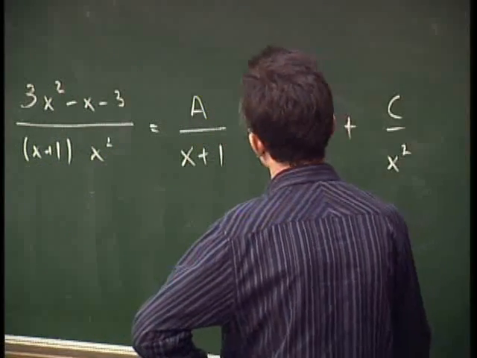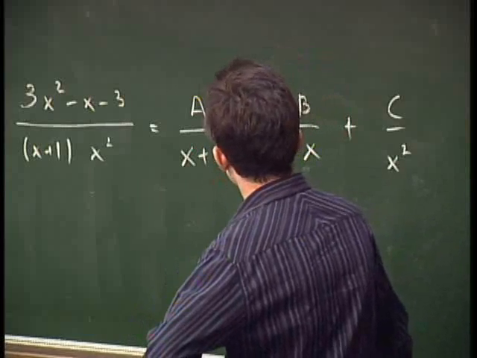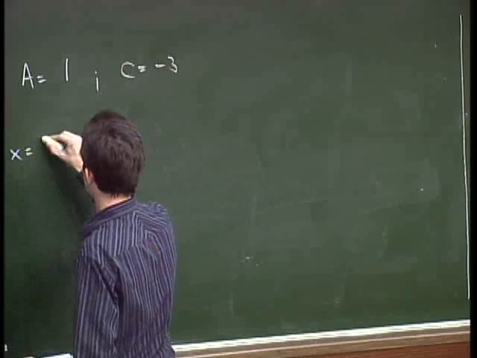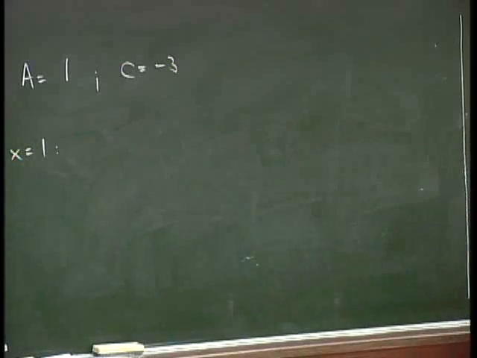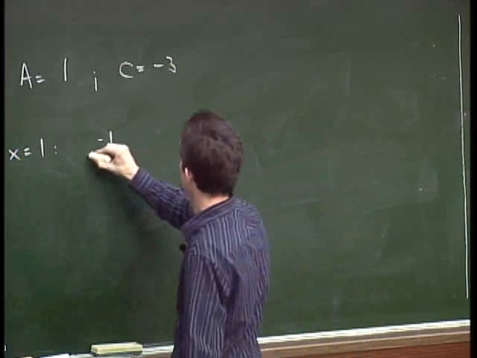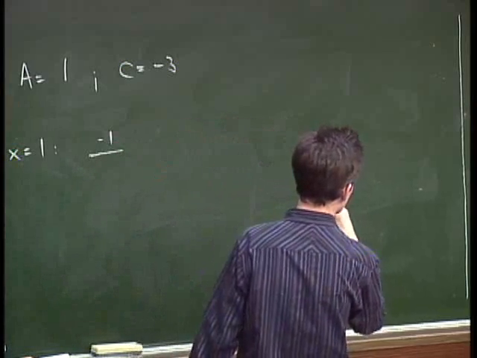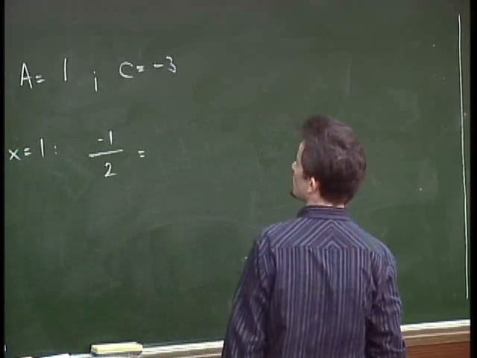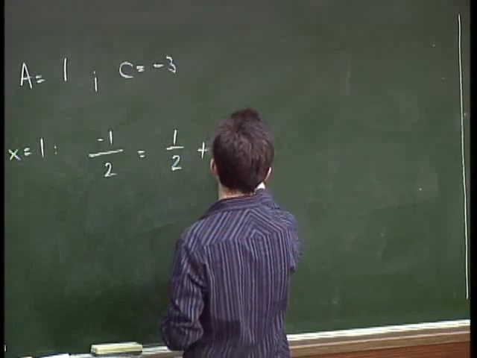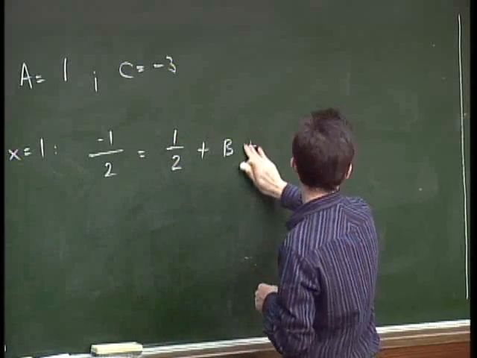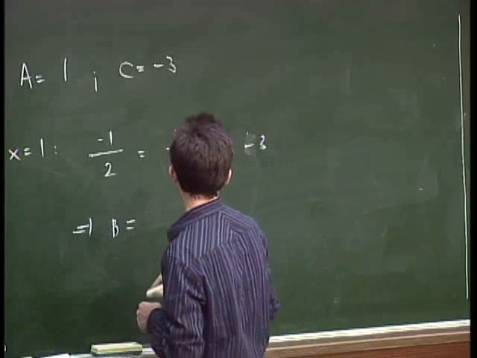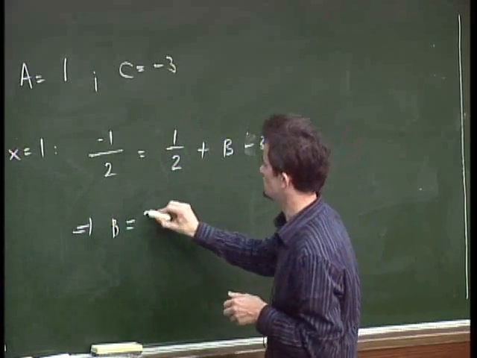In order to find the last one, we just choose any value of x. So for instance, x is equal to 1. For this one, we have here 2 minus 1 over 2 is equal to, now a we have already, so we have here 1/2 plus b, which we do not have yet, plus, and for c we have minus 3. Okay, so this will give you b is equal to minus 2.